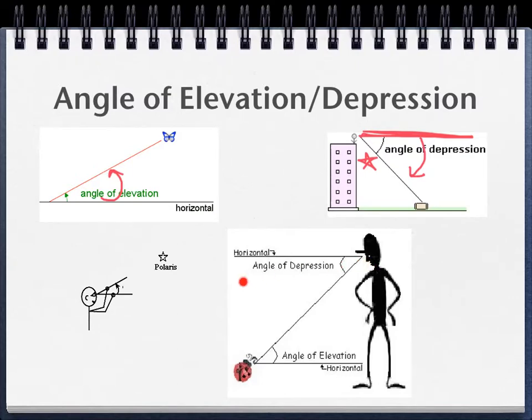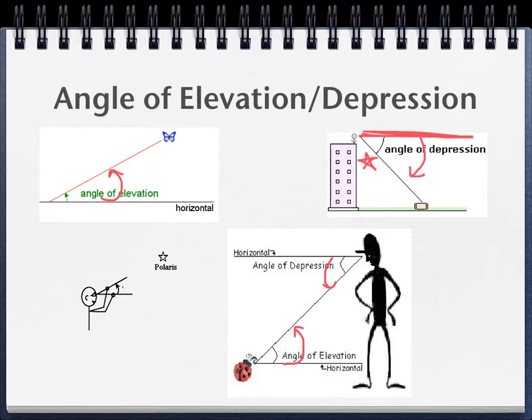You've got the guy looking down at the ladybug, so to measure the angle of depression, that's really the angle that he's turning his head downward to be able to see that ladybug. Okay? The ladybug then would be looking at an angle of elevation because it would be the angle that the ladybug is turning its head up to look at the man. I don't know why the man and the ladybug are looking at each other, but it's a good illustration.